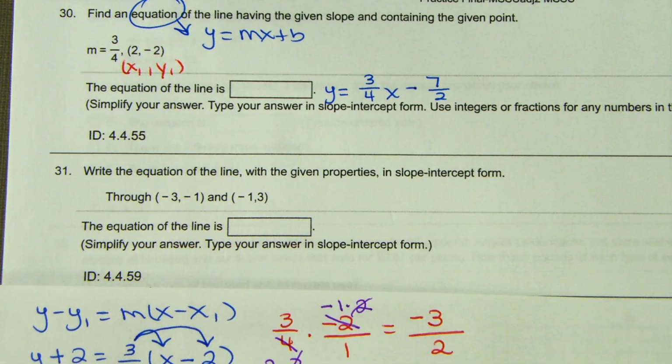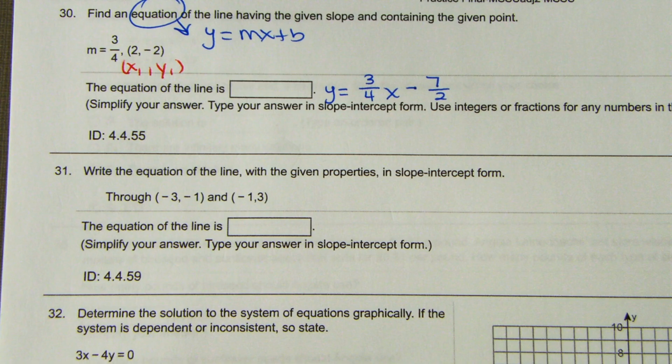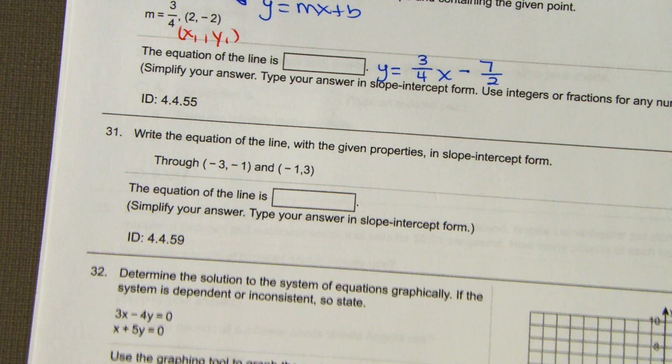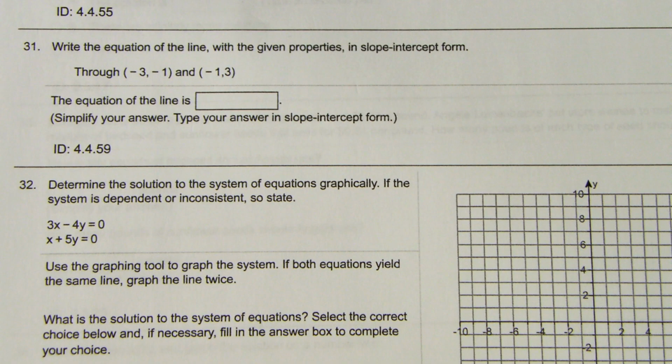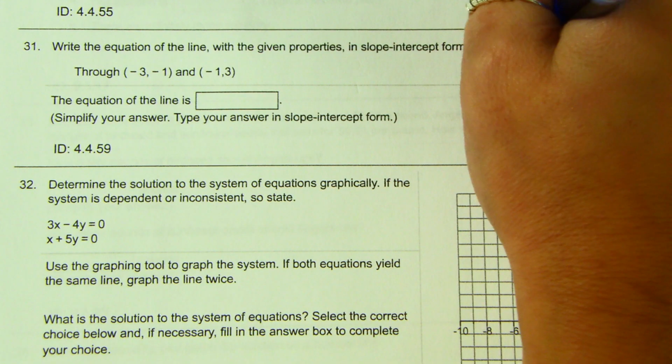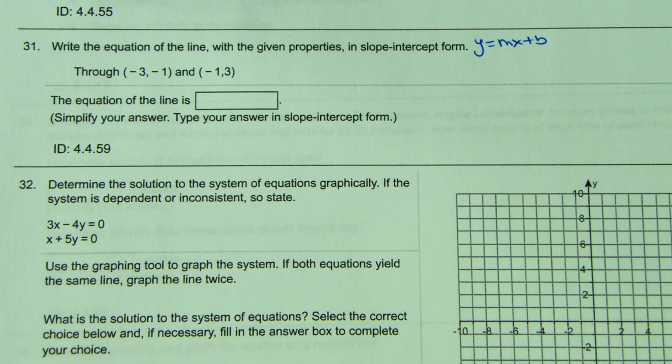All right, let's do another one. It says write the equation of a line with the given properties in slope-intercept form, aka we need it to look like y equals mx plus b when we are done. But here's the thing. We're writing the equation of a line that runs through the points -3, 1 and -1, 3. We're not given any slope, but we are given 2 points, and if we are given 2 points, by golly, we can find slope.